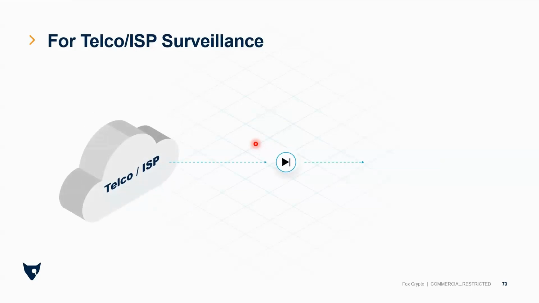Telcos, by law, are forced to provide the information to police or intelligence services if there are criminal activities. But these telcos don't want intelligence or police in their network, so they defend themselves with a data diode.